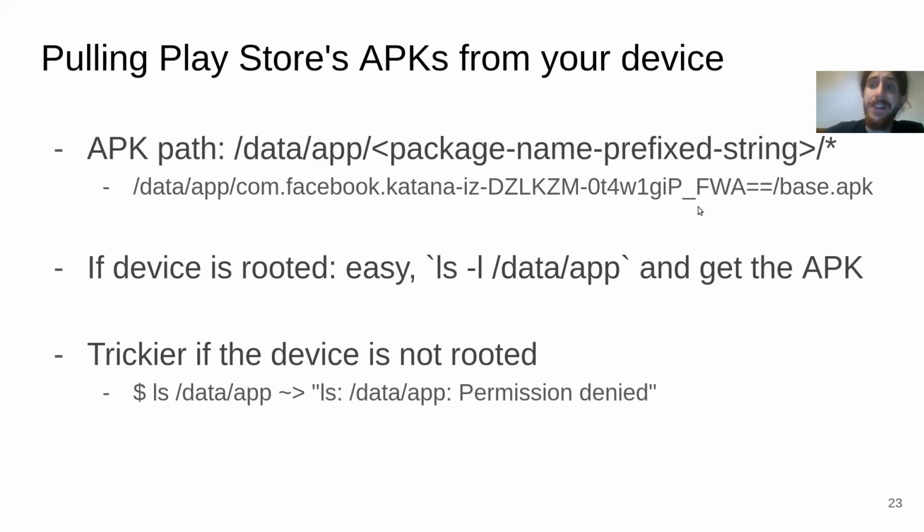So if the device is rooted, or if your emulator is rooted, access to this one is quite easy. You just cd, or you try to list the files or directories in this /data/app, and then you have a list of things. You're going to see also com.facebook.katana, and so on, and then you have the path. You can just grab the base.apk from there.